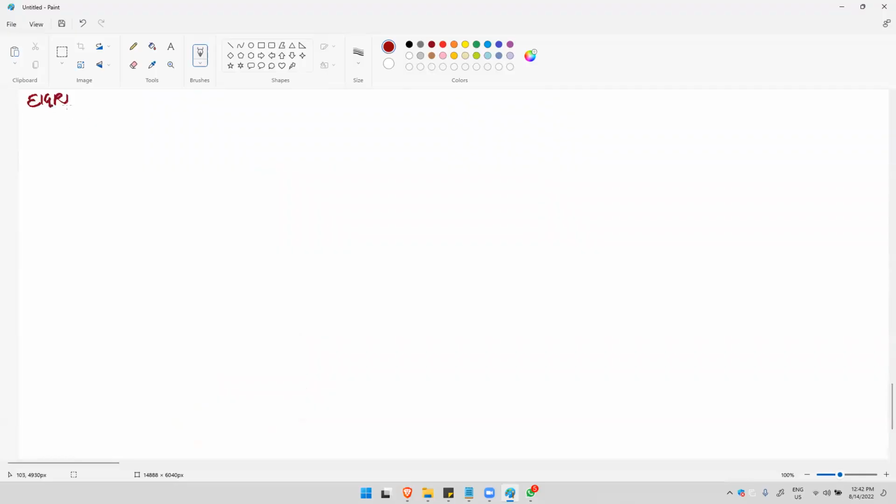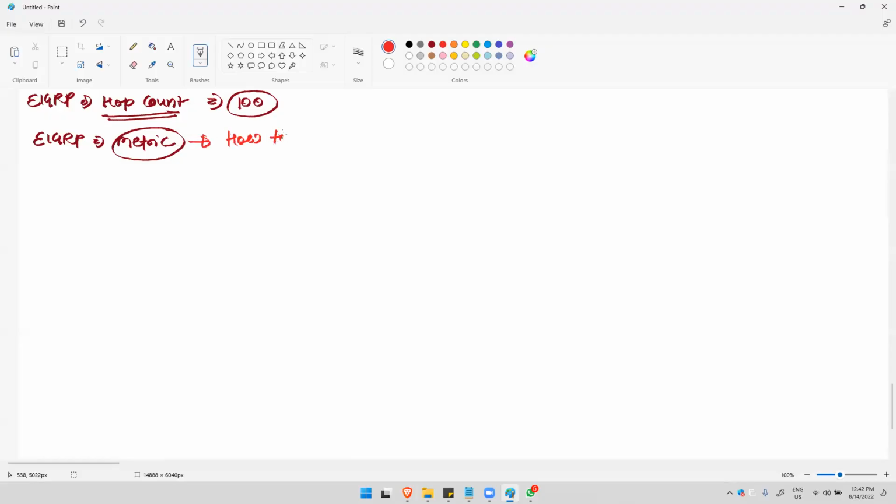EIGRP. Okay, before metric, we can discuss one more thing. EIGRP hop count. This one is classic, not a name mode. How many by default? 100. One more thing, EIGRP metric. Any idea what is the meaning of metric? Metric means how the protocol gets, how to get the best path.